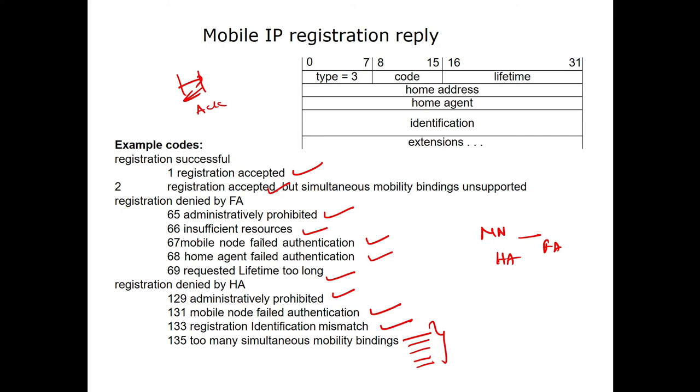67 stands for mobile node failed authentication. 68 stands for home agent failed authentication. 69 stands for requested lifetime too long, and registration denied by the home agent. 129 is administratively prohibited, and 131 stands for mobile node failed authentication. 133 is nothing but registration identification mismatch, and 135 means too many simultaneous mobility bindings.